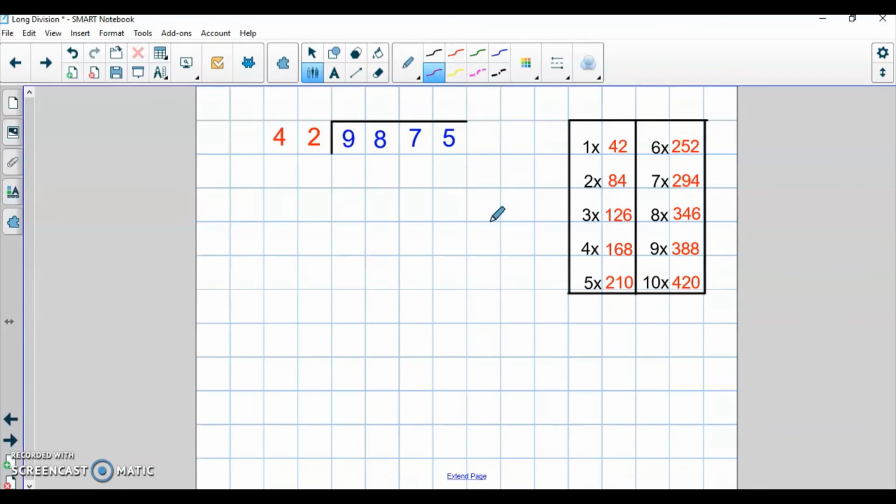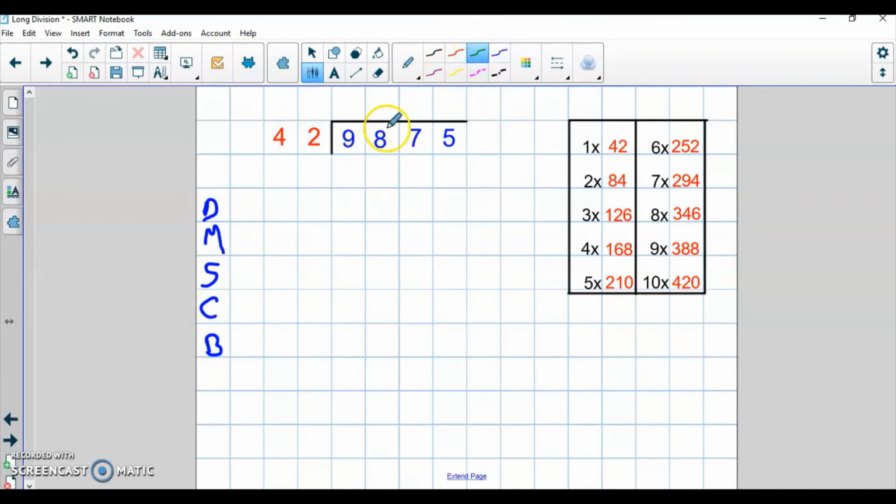Okay, so hopefully you've had a good go at that. Let's go through it together and see what we find. So I'm going to start by writing my acronym down the side. Does McDonald's sell cheeseburgers? Divide, multiply, subtract, check, bring down.